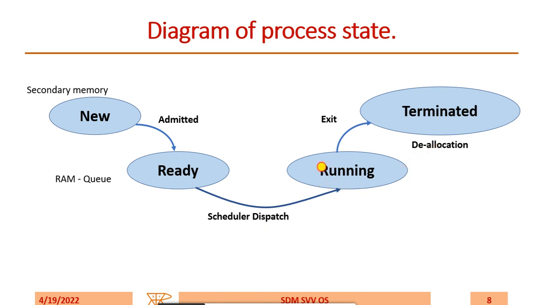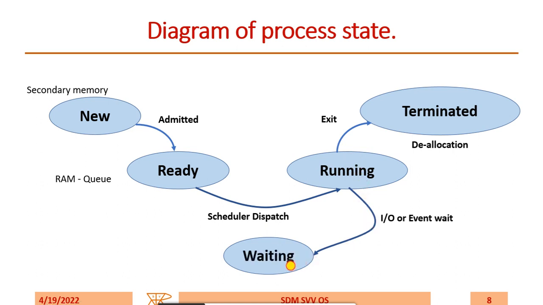Sometimes the process has not yet completed, but it needs some IO. For example, you are reading something from the keyboard, and then you want to continue. At that time, the process will change its state from run to wait. Till the user enters some numbers, it will be in the waiting state. Say, for example, you are reading something from the keyboard and you have entered the number now.